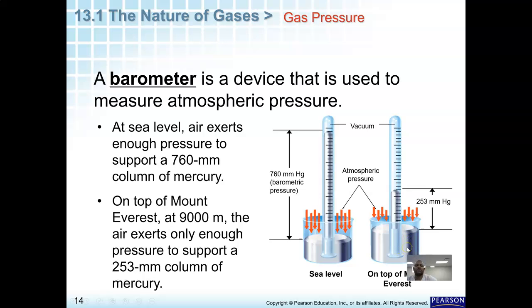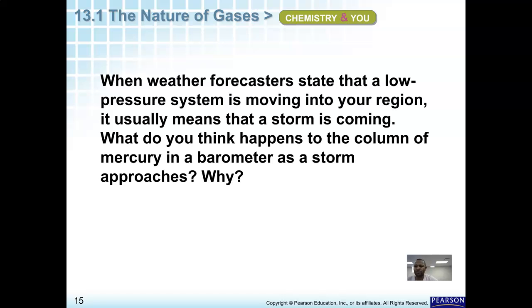But if you do the same experiment, in the second picture, on top of Mount Everest, which is about 9,000 meters above sea level, look at the size of the arrows. Those arrows are smaller than the arrows at sea level. That means there is less atmospheric pressure, and it can support only about 253 millimeters of mercury, which is much less than half of the pressure at sea level. The difference between the two places is the density of air. Lower air density at higher altitude means the pressure is lower than at sea level.